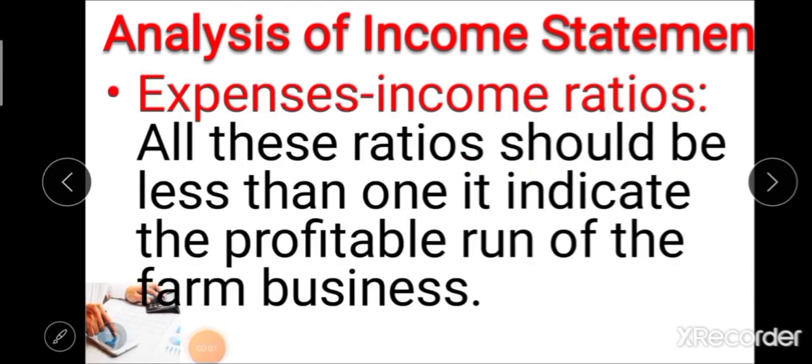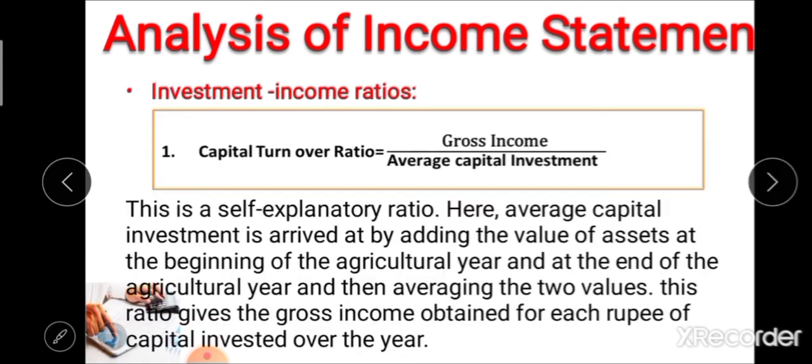If all these 3 expenses income ratios are less than 1, then it indicates a profitable run of farm business. That means if the operating ratio, fixed ratio and gross ratio are less than 1, then it indicates sound running of business or profitable running of business. After expenses income ratio, the next ratio is investment income ratio. This investment income ratio shows the relationship between investment and income.